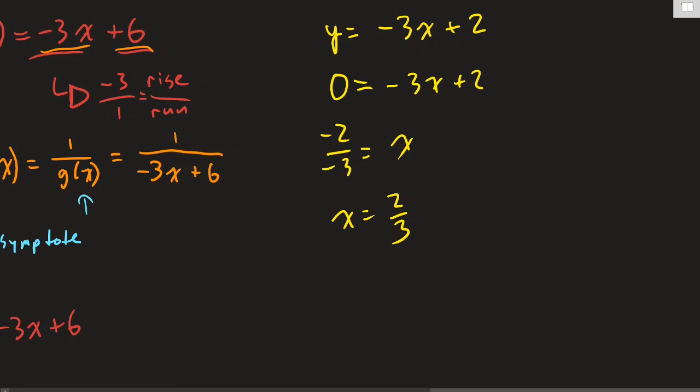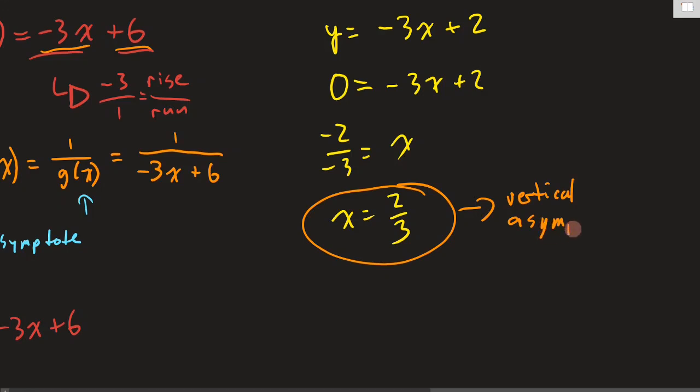And this x value that gave you 0 for y will then be the vertical asymptote of y equals 1 over -3x plus 2. Okay, that's reciprocals of linear equations in 10 minutes.